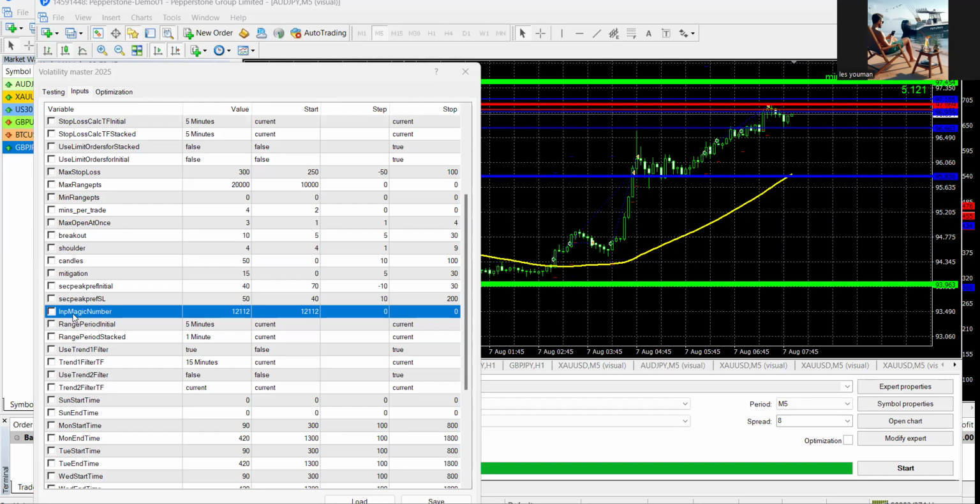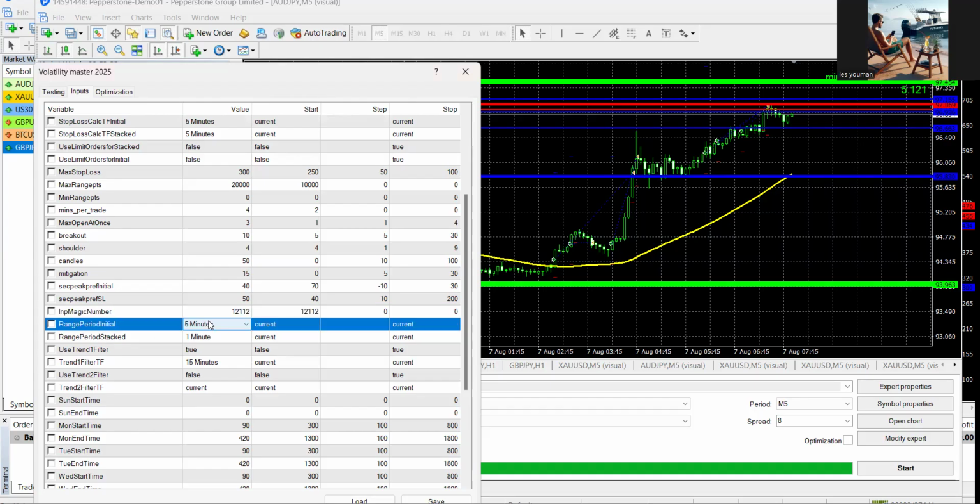We finished off on the input magic number and we're moving on to range period initial. So we've got range period initial, range period stacked. This is just where you can set the time period for the range calculation for the breakout. On the initial trade, it's going to calculate the top and bottom of the 5-minute range. And that's the range it needs to break out of to place a trade.